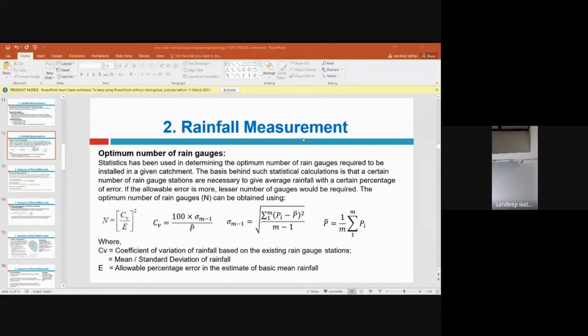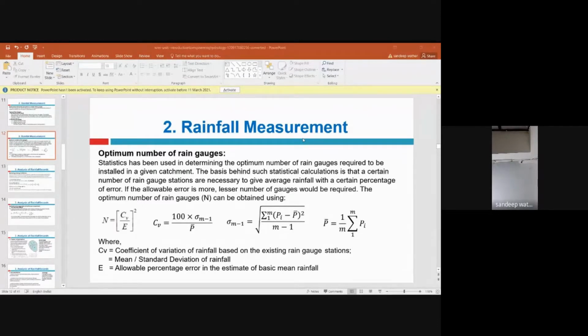the rain gauge station is optimum or adequate or not. So if you want to represent the rainfall of any given area, there should be an optimal number of rain gauge stations, or we can say an adequate number of rain gauge stations. This optimal number can be calculated by the statistical method.